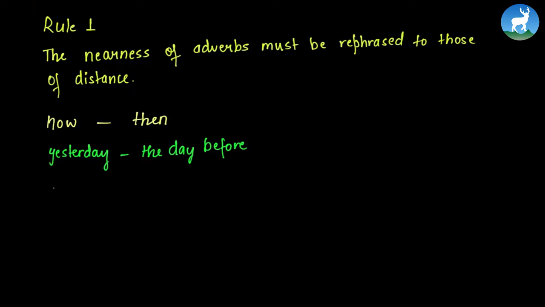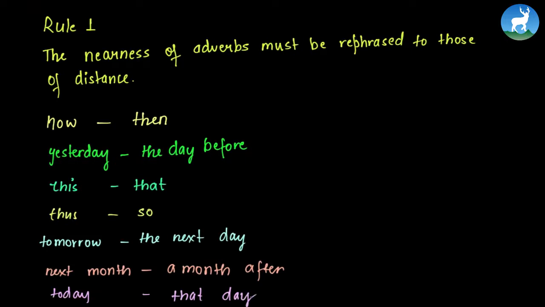Though yesterday and the day before mean the same, the words are different. The words are rephrased, and yesterday denotes nearness, while the day before denotes a distance. These are some of the examples. Yesterday is changed to the day before, this to that, thus to so, tomorrow to the next day, next month is changed to a month after, and today is changed to that day. There are more examples. We will see them once we start with our exercise. For now, let's move to rule number 2.